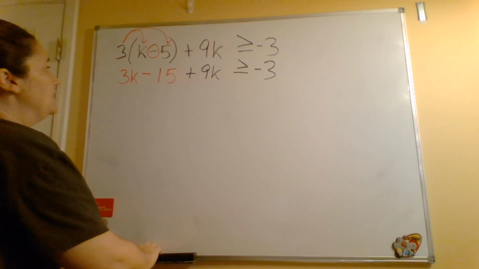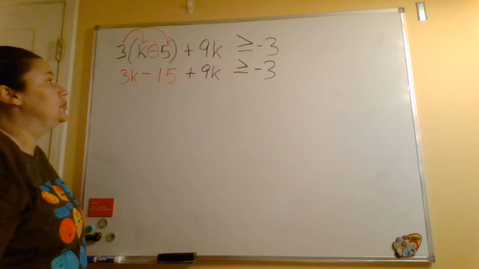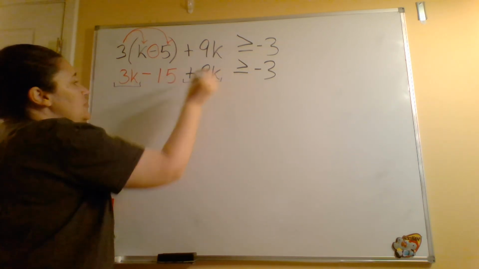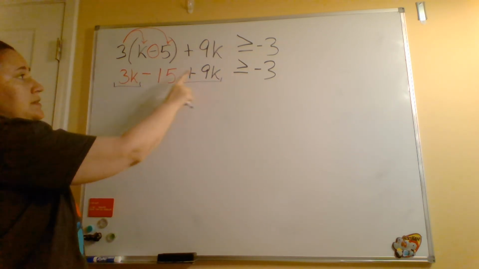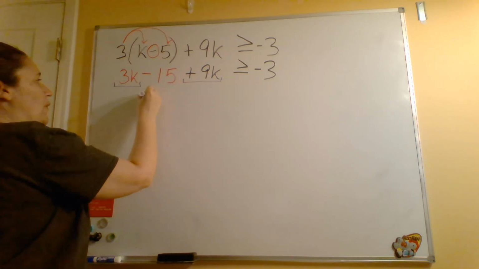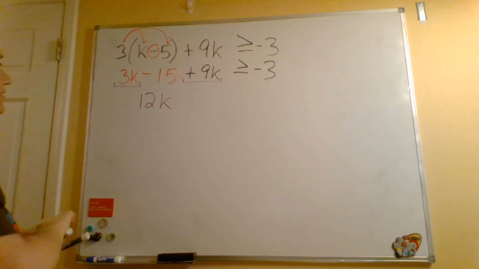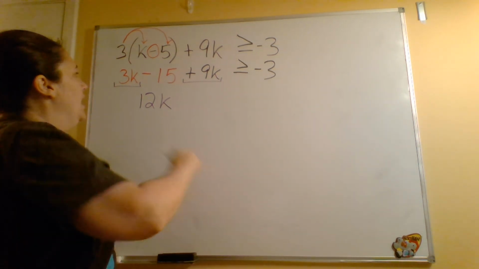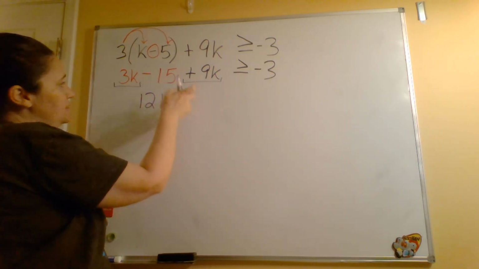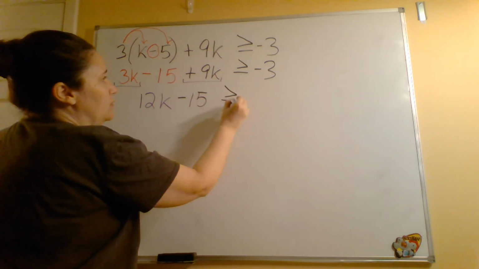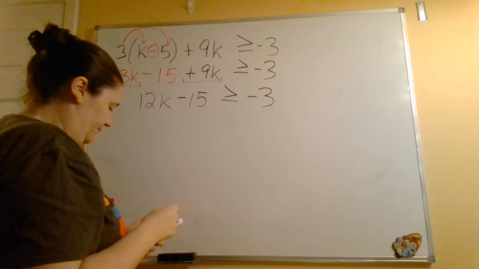My next step is going to be to combine like terms. I've got a k term here and a k term there. 3k's plus 9k makes 12k's. Then write down the rest of the problem. I have 12k minus 15 is greater than or equal to -3.